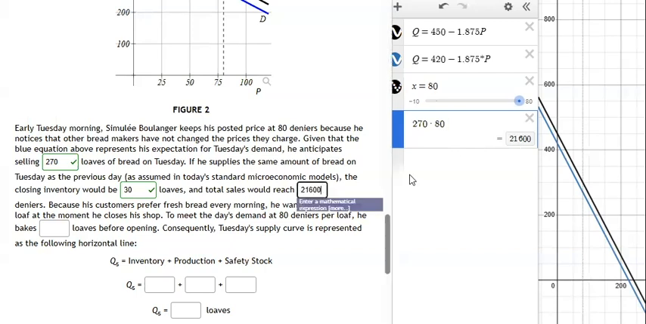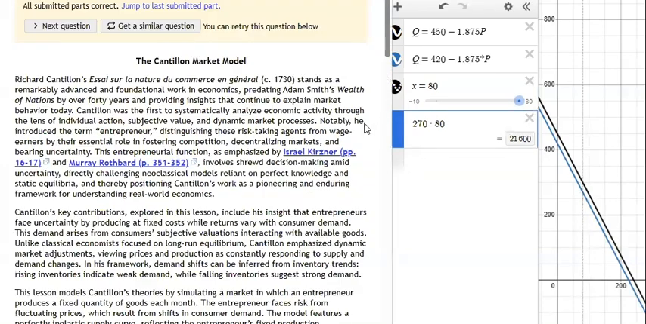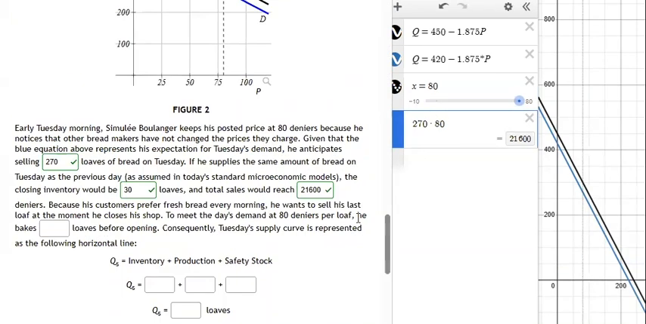We're not multiplying the price by how much he supplied, how much he put on his shelves. We're multiplying the 80 by the amount that he expects to sell. So these are his expected sales. 21,600 deniers. Because consumers prefer fresh bread every morning, he wants to sell his last loaf at the moment he closes his shop. To meet the day's demand at 80 deniers per loaf, he bakes how many loaves before opening? Well, he doesn't want to have 30 left over. So he's only going to bake this morning 270.